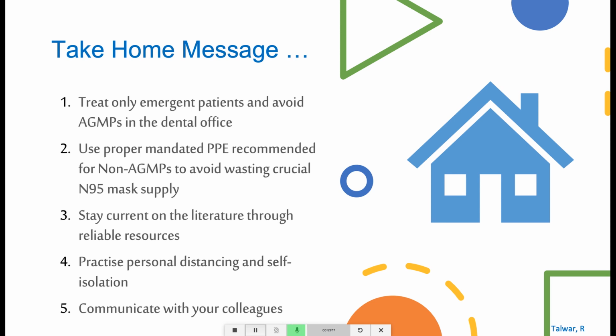Stay current on the literature through reliable resources. My resources currently are Alberta Health Services. I get some information from the Royal Alexandra Hospital, the surgical services, as well as anesthesia services from the hospital, and of course, for all of us, the Alberta Dental Association and College. They're also trying their best to get us all the information they can, and this changes hour by hour, day by day. So, be patient with that.